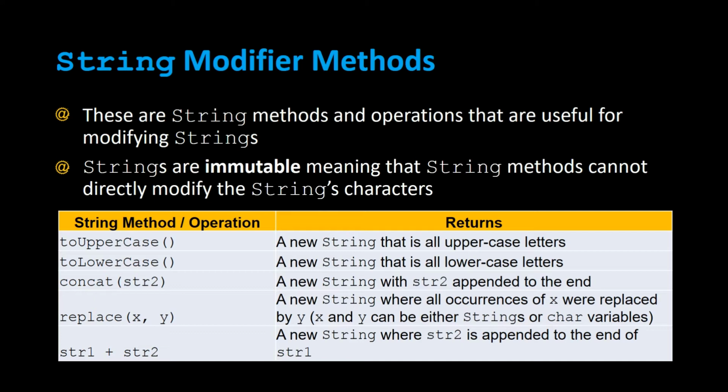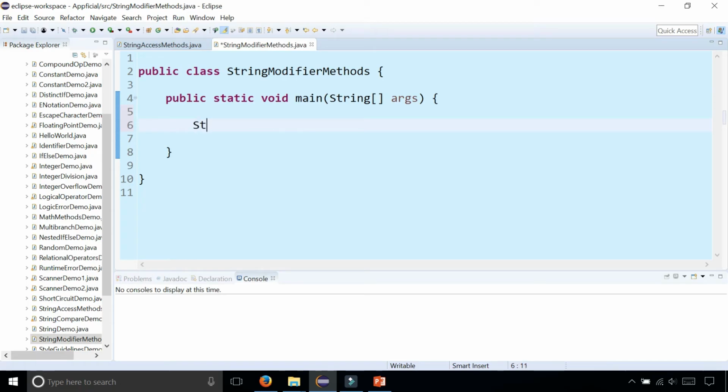Some of the methods and operations that you can do on strings are toUpperCase, toLowerCase, the concat method, the replace method, and using the plus operator to concatenate strings together. So let's try these out. Let's create a new string called message, and we'll assign it to "I love Java programming." And let's try out some of these string modifier methods.